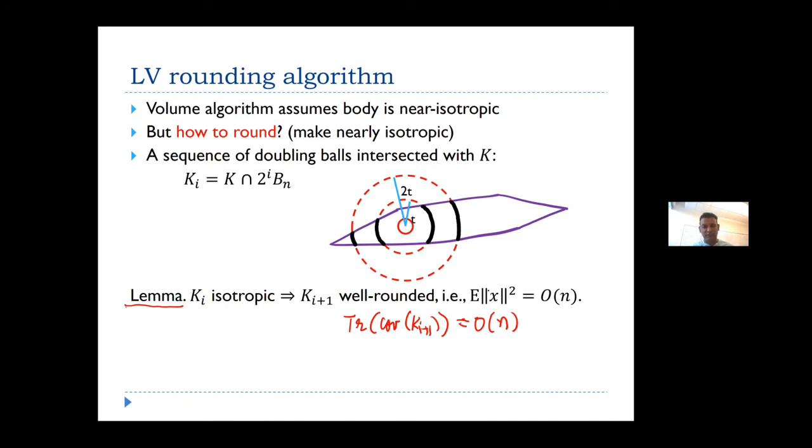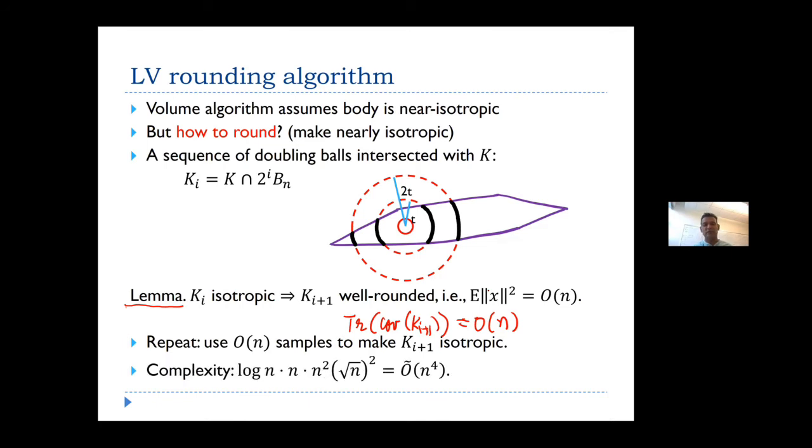That's what the expectation of X squared is, right? Okay. So we can't maintain isotropy all through, but given isotropic, the next one is well-rounded. We sample that, make it isotropic. So you do this type of sequence. Isotropic, the next one is well-rounded, make it isotropic, then the next one is well-rounded, and you do this. And since we're doubling, we only need a log number of phases. But in each phase, you need n samples, each of which costs n cubed. Therefore, we take n to the 4, which is the same as the volume complexity. So the overall complexity is n to the 4.